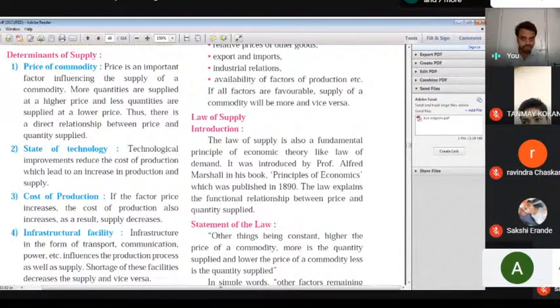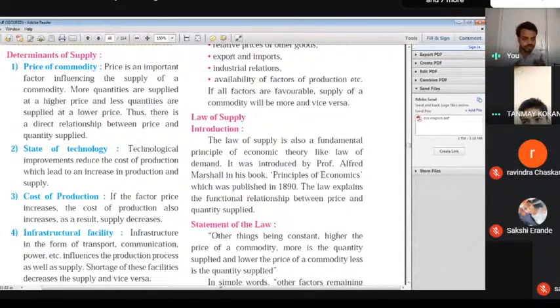Yes, Tanmay, my voice is coming, Tanmay. Yes, sir. So what is the connection between price and commodity? Yes, Tanmay. Do you understand that point?